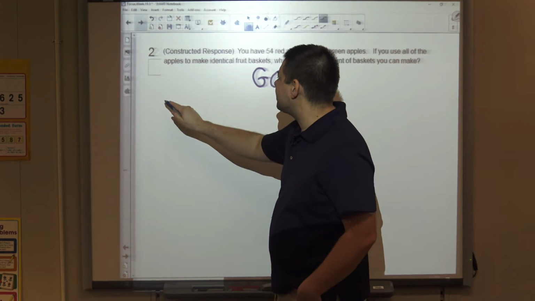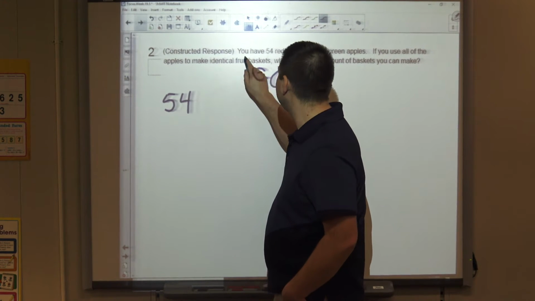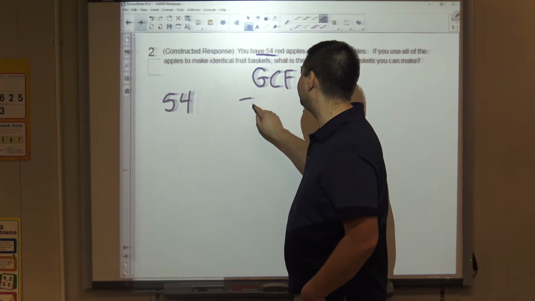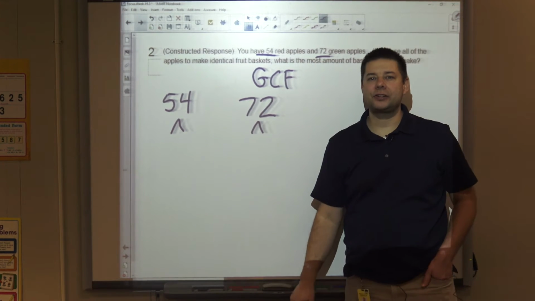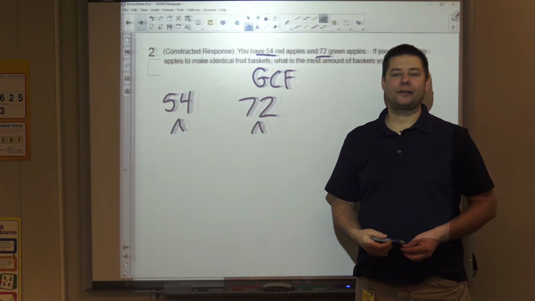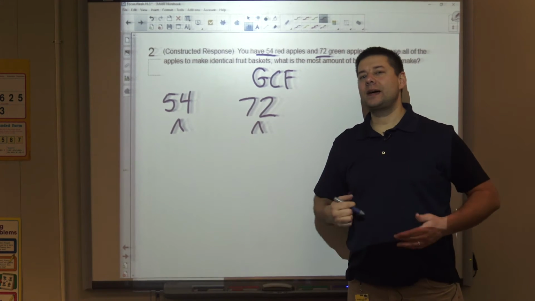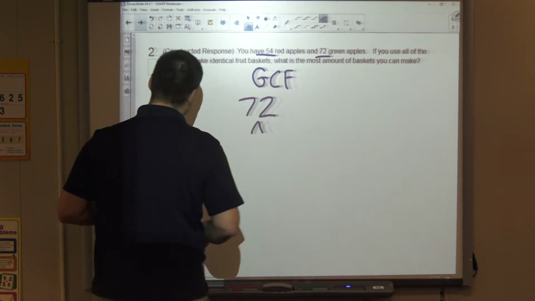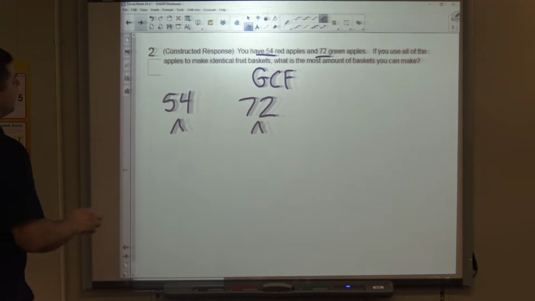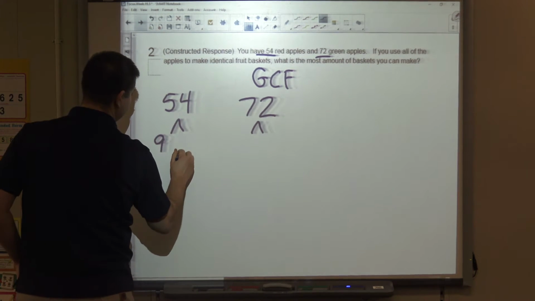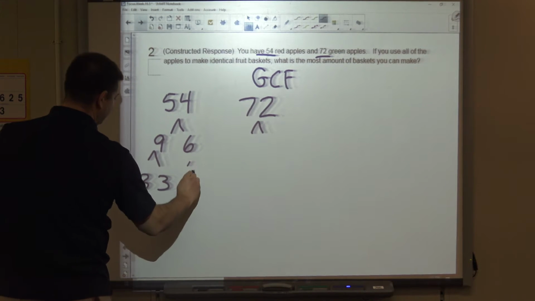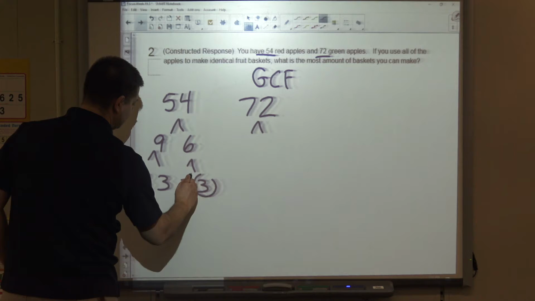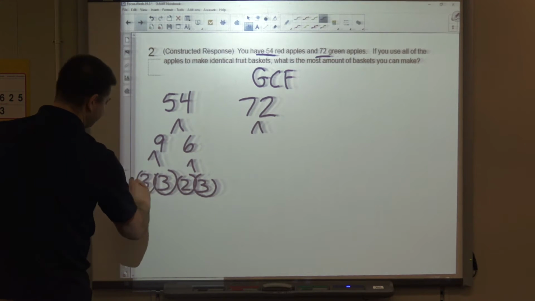So I'll set up some factor trees for 54 and for 72. Again, your factor tree may look different than my factor tree. In the end, we only care about getting the right prime factorization, so I might have different numbers in the tree. So 54, maybe I'll do 9 times 6. And then 9, I'll do 3 times 3, and 6, I'll do 2 times 3. All of those are prime numbers.